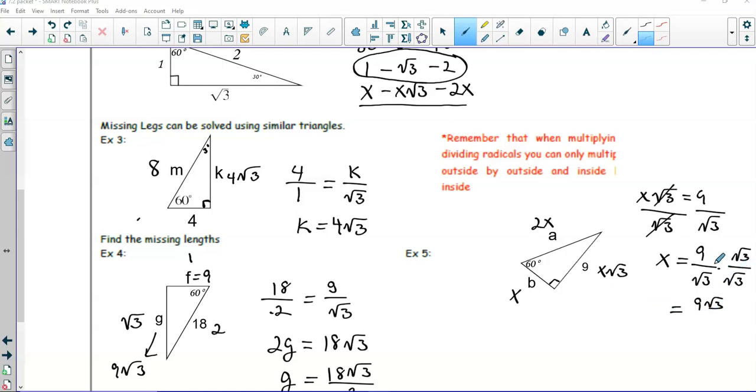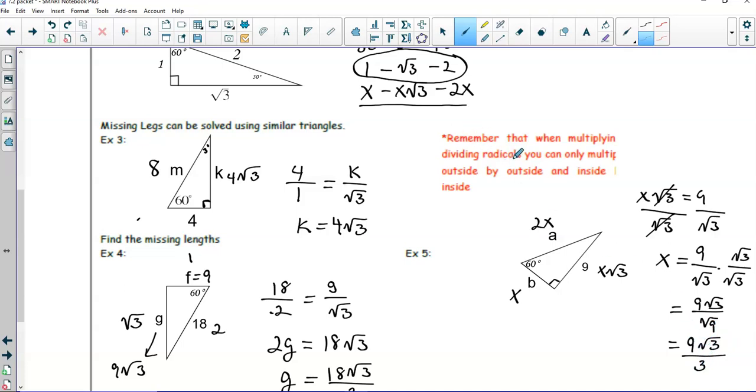Okay, so this will make it 9 times the square root of 3 is this right here. And this in the bottom is the square root of 3 times the square root of 3, which is the square root of 9. All right. So we have to simplify. So we have 9 square root of 3 over the square root of 9, and what is the square root of 9? It is 3. Now, what is 9 divided by 3?